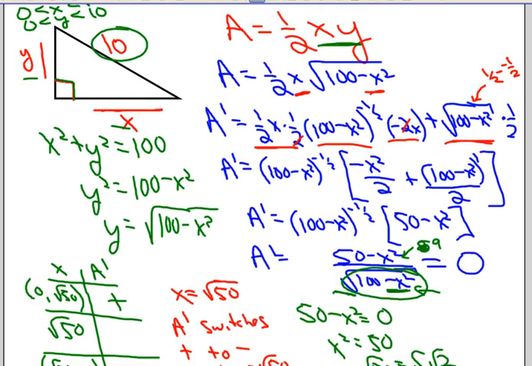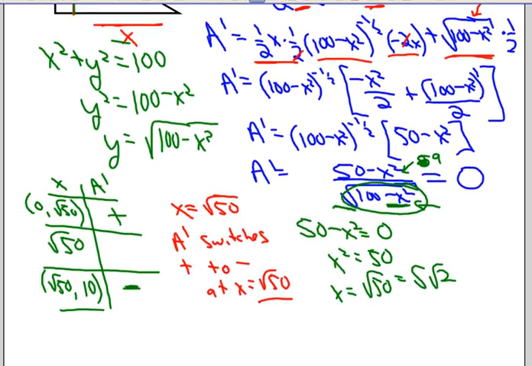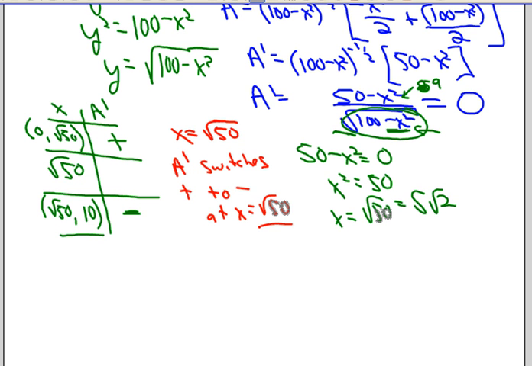All we found so far is x. We've got to come back and figure out what y is. And we notice right here, we had our equation for y. So y is the square root of 100 minus x squared. Oh, look, we had x squared right there. So 100 minus 50. So y is also the square root of 50. So x is the square root of 50. y is the square root of 50.